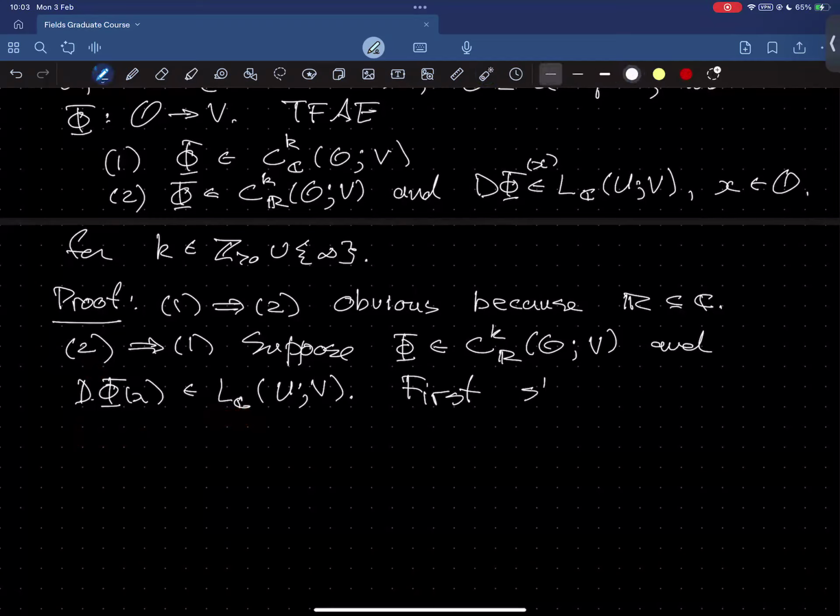So first we're going to show that dk phi, okay, this means the real derivative, is complex linear. We've already assumed that the first derivative is complex linear, so we're going to show that that implies the higher derivatives are complex linear. Okay, so here we go.